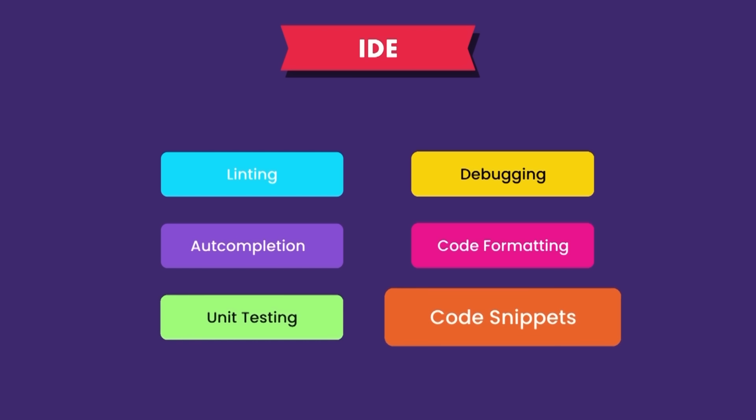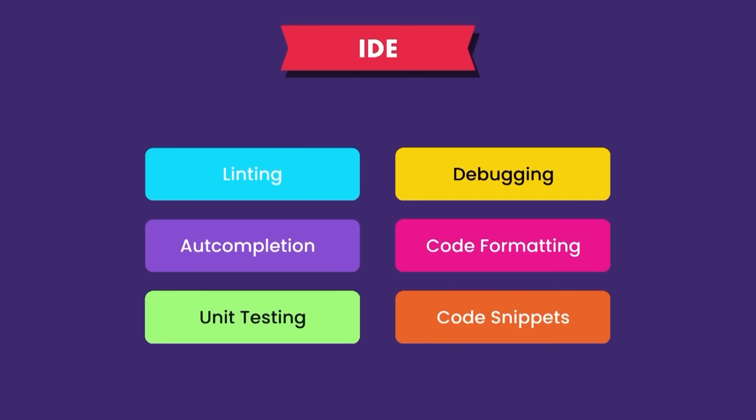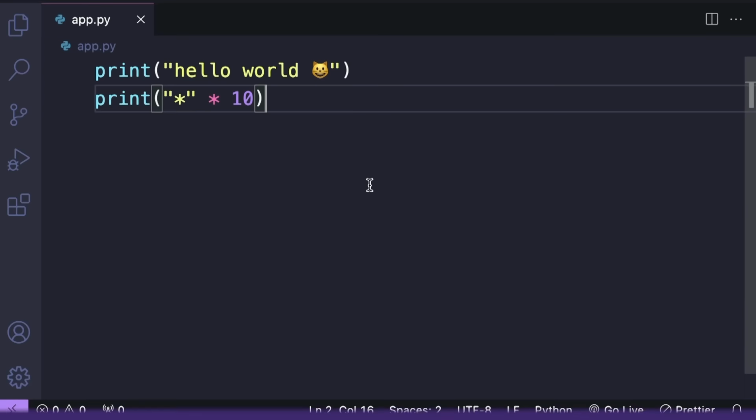And finally, we get code snippets, which are reusable code blocks that we can quickly generate, so we don't have to type them all by hand. Now, don't worry about memorizing any of these. As we go through the course, you're going to learn about these features.